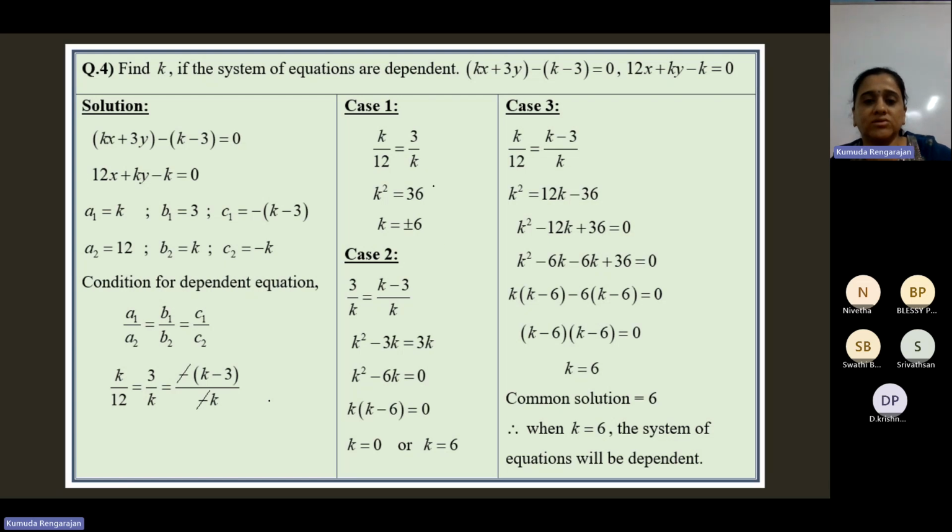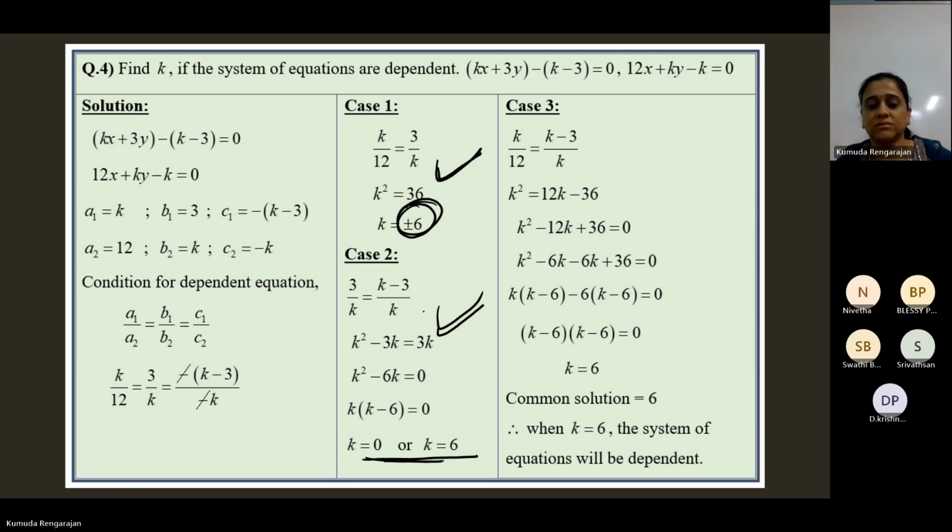So the common solution, supposing you work these two cases, here you get plus or minus 6, but here you're getting 0 and 6. So what's the common solution? 6. So the value of K is 6. Work any two cases and take the common solution. Supposing you work this one and this one, here plus or minus 6, but here 0 and 6. So the common solution is 6.